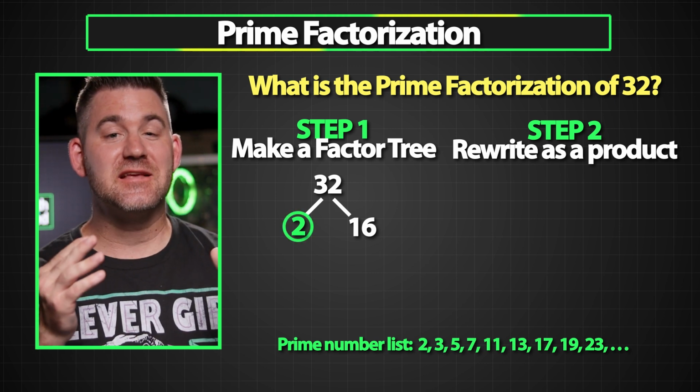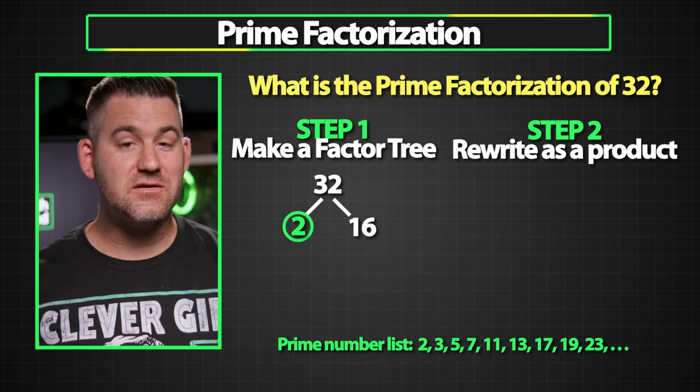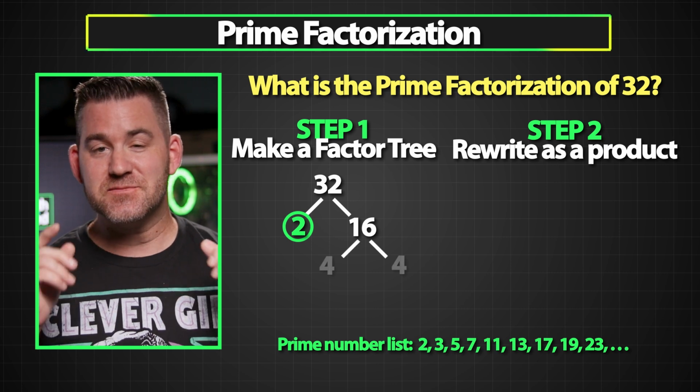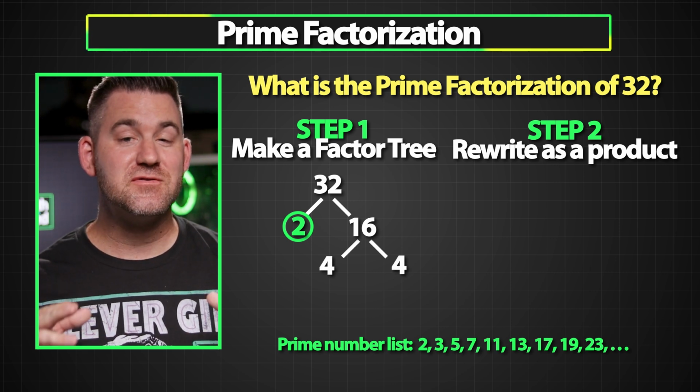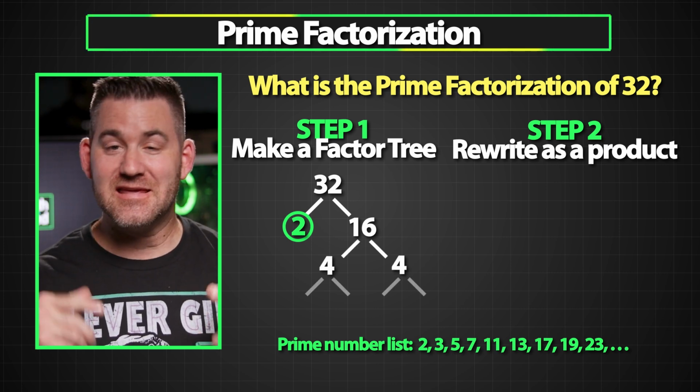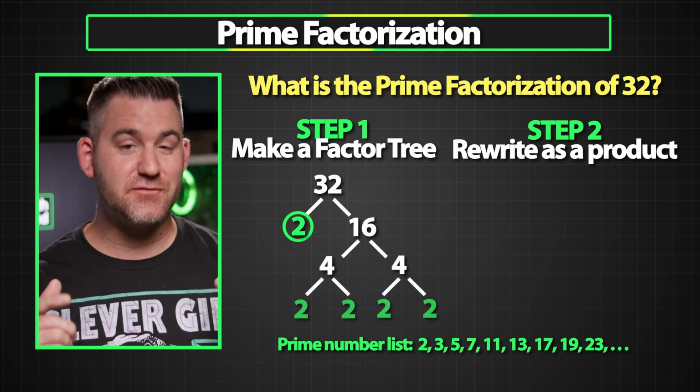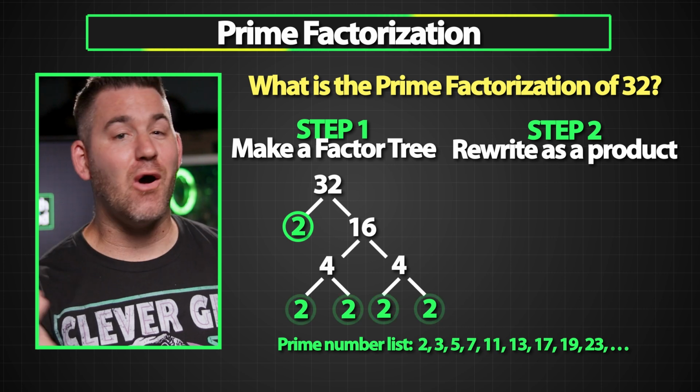Well, 16 is a perfect square. 4 squared, or 4 times 4, gives us 16. So let's put those factors down, but those are not prime. So we gotta keep going. Well, for each of the 4s, we have 2 pairs of 2s. And now let's circle all of them.